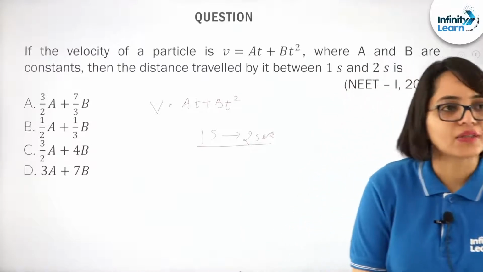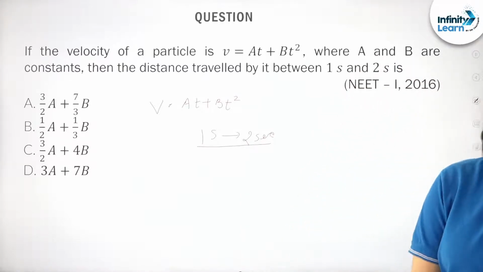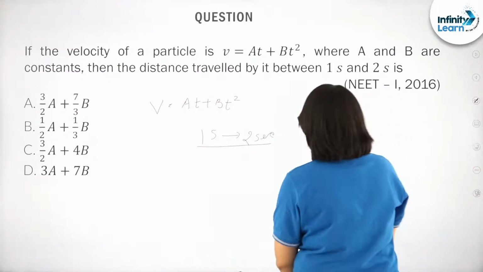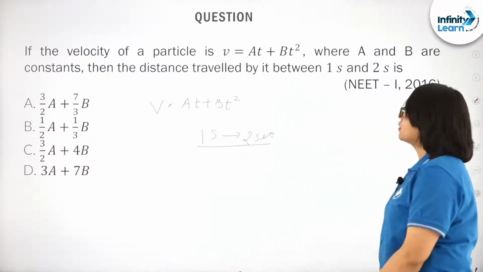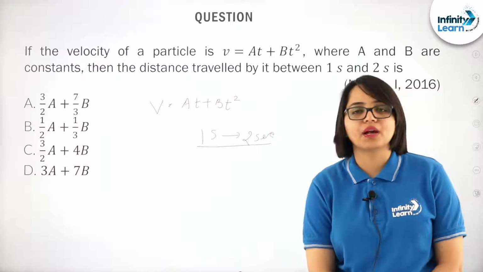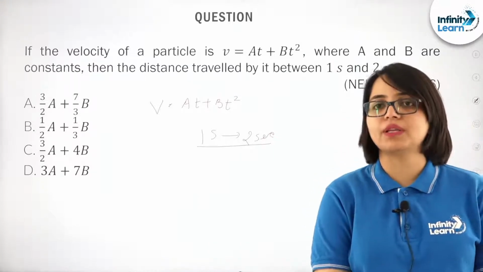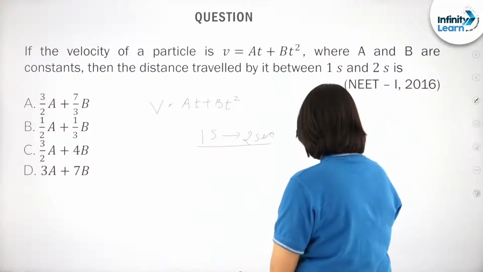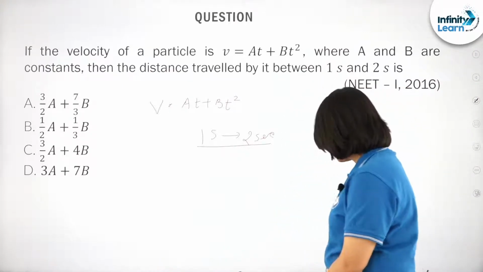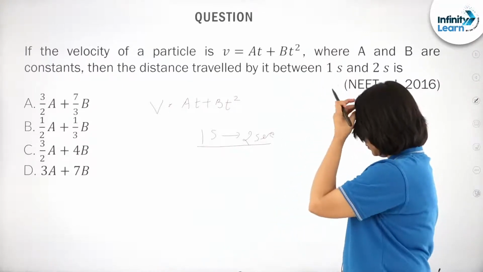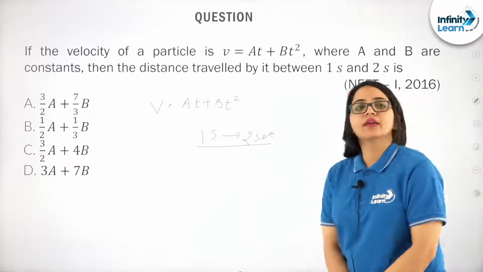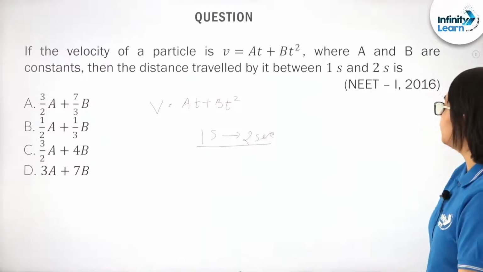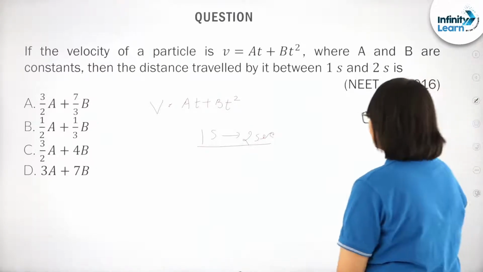So let's try this one, okay? Come on guys, Pooja, Killer Jack, Safura, Ashish, try this question guys. v is given as at plus bt square. You have to tell what will be the distance covered by the particle between 1 second and 2 seconds. What will it be guys? Option A from Safura. Well done guys.